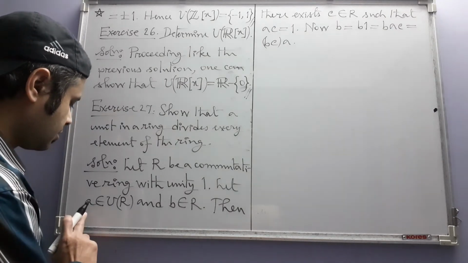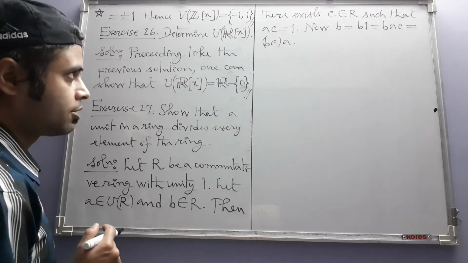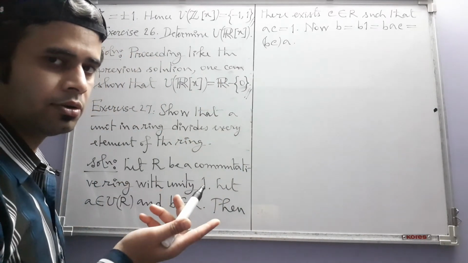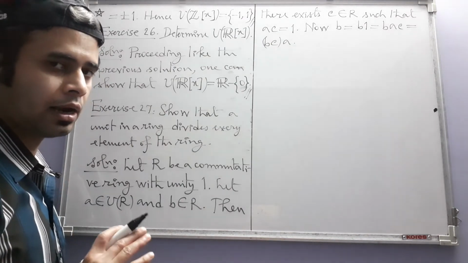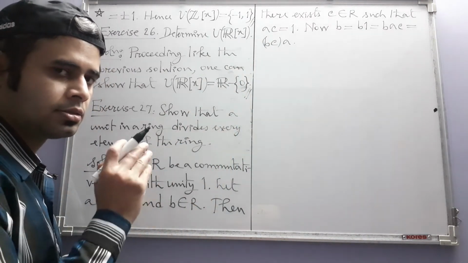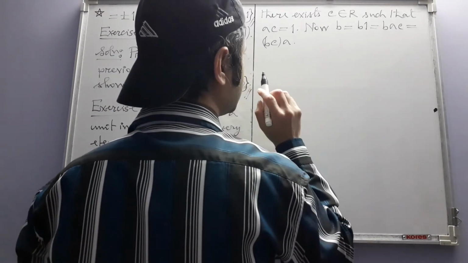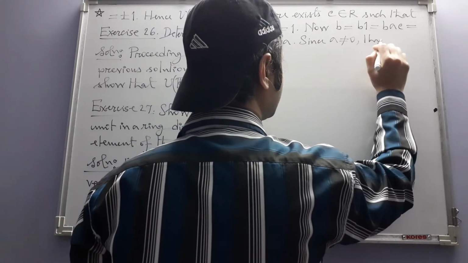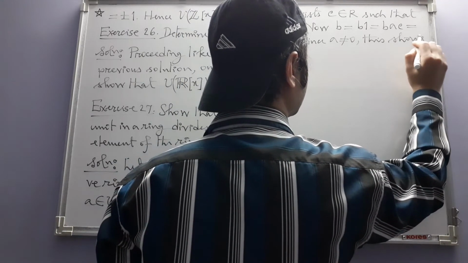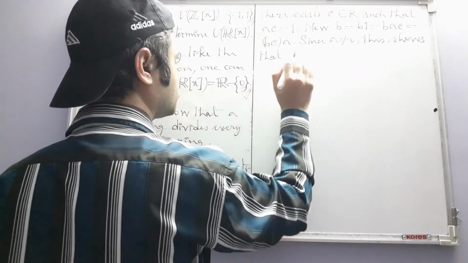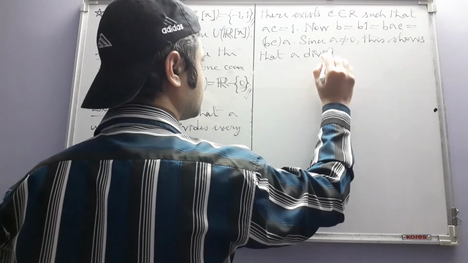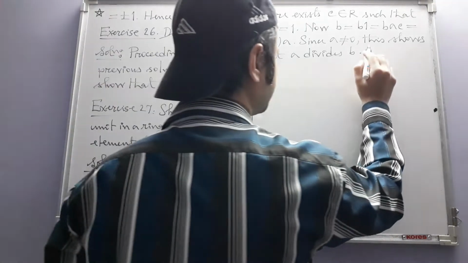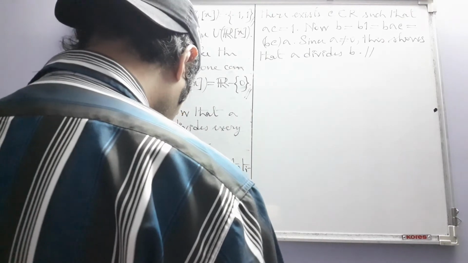and combine that with the fact that A is non-zero. A is non-zero because had A been 0, the left hand side of this equation would have been 0, giving us 0 equal to 1, which is not allowed for the type of rings we are considering. 0 is never equal to 1. So A is non-zero. This shows that A divides B. So any unit divides any element of the ring. So that completes the solution.